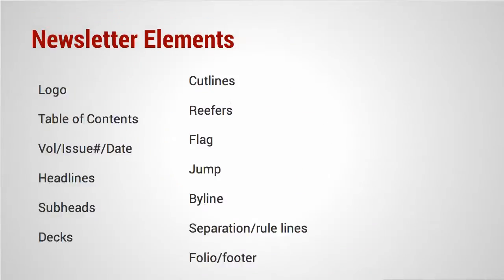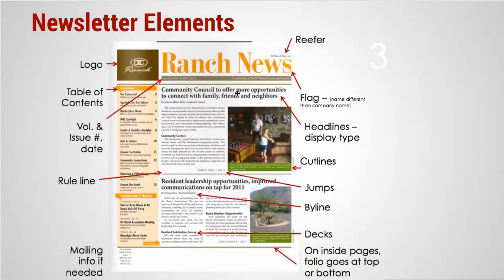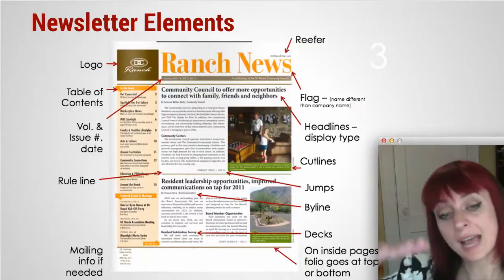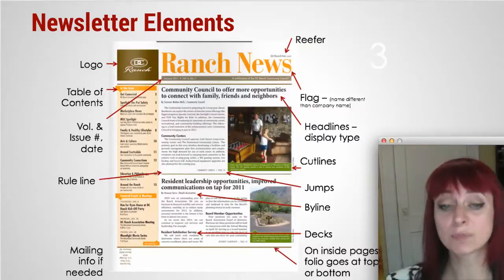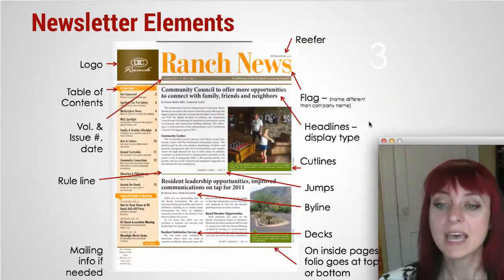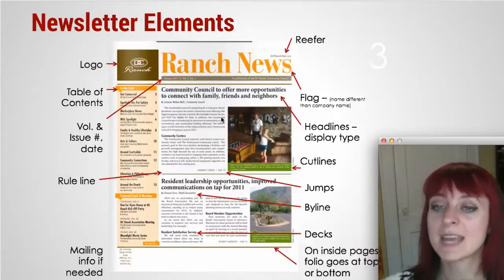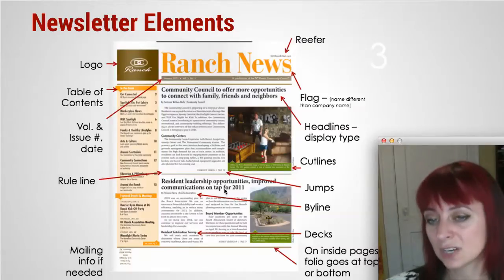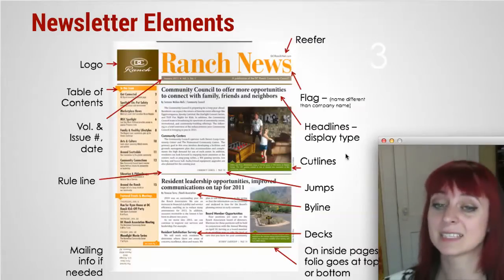Here's the headlines, which again are going to be in your display type. So here's a headline and here's the other headline. The headlines get smaller as you go down the page. So the less important modules have smaller headlines. This module is the feature. It has the biggest headline. This one, the module is smaller, so the headline's a little bit smaller.